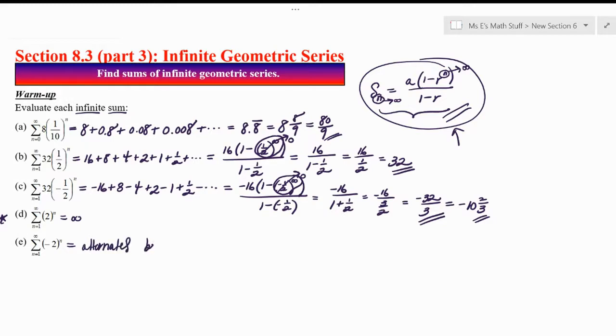Actually, let me word this differently. This one has partial sums that alternate between positive infinity and negative infinity. This last one was super weird. But let's come back to the warm up in just a bit, and let's talk about the simple formula that we could use when you have a geometric series. It's a lot like the nth partial sum one, but easier to remember. So let's talk about that.